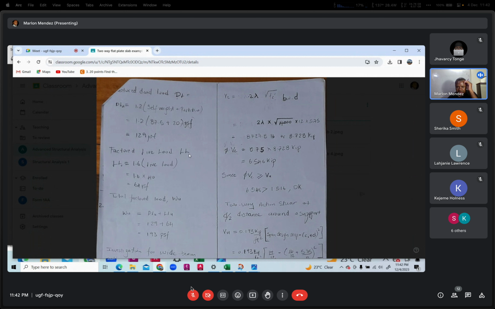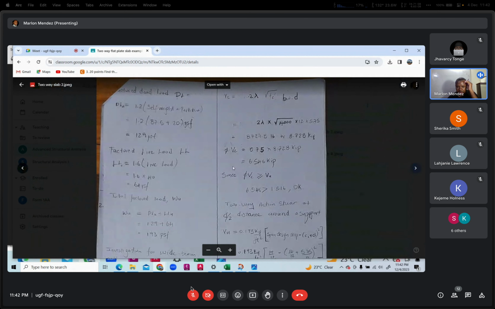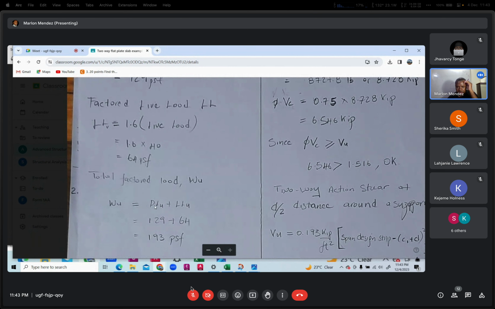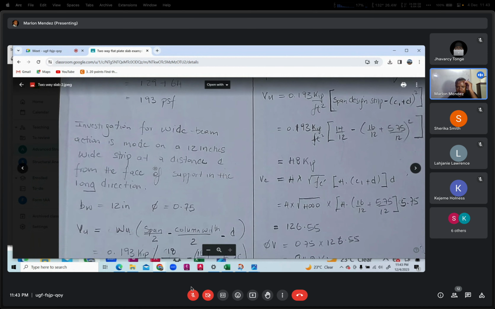Then you factor the live load. What is the factor of the live load? You already have the live load. You factor that, which is 1.6. Then you have the total factored load, which is dead load plus live load, 29. You got that. So you're going to investigate.